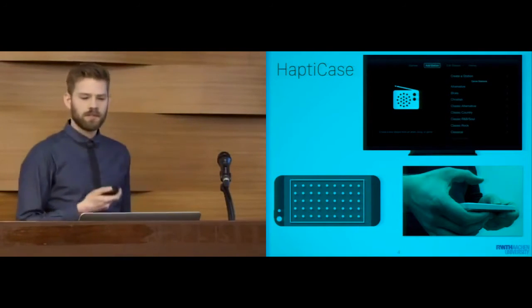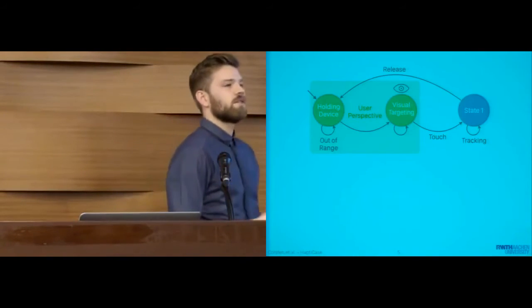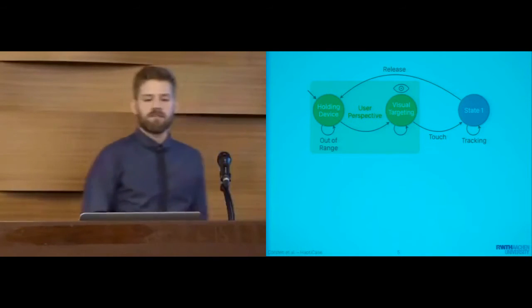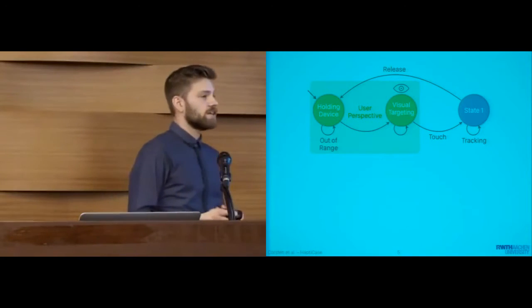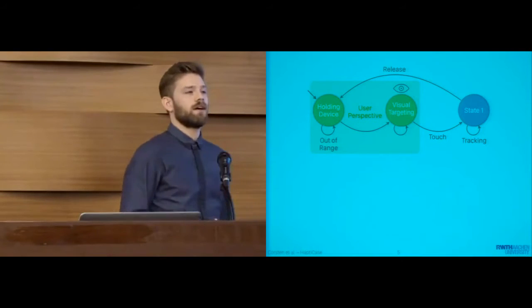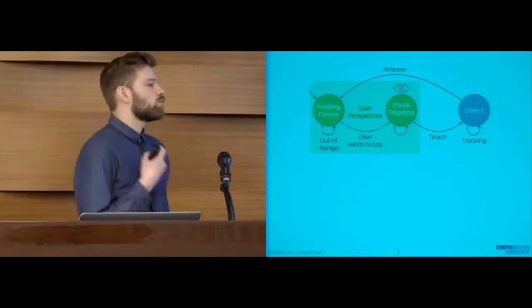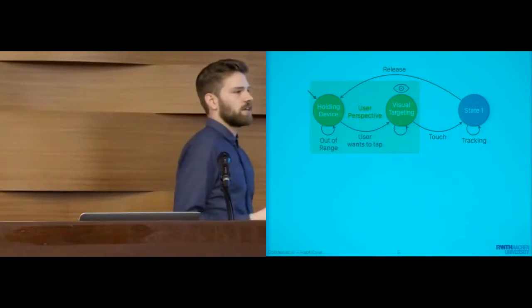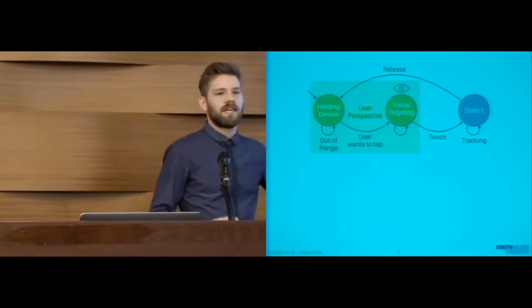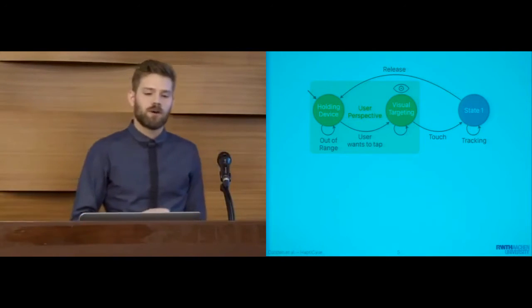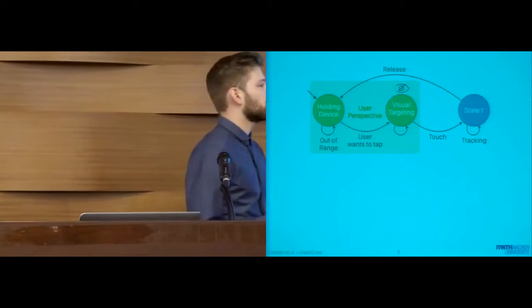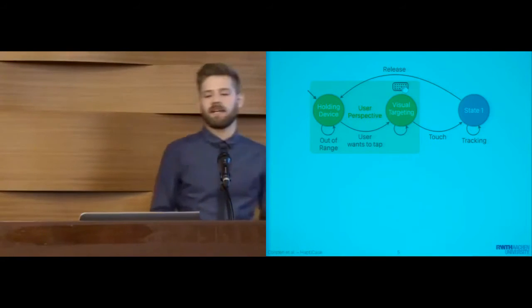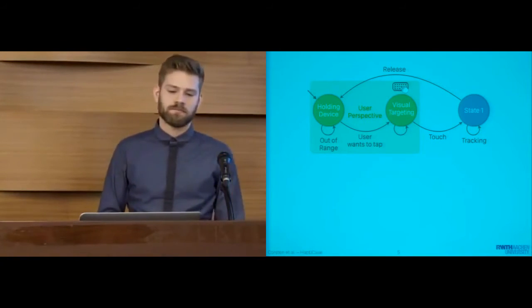So from the interaction perspective, what has changed now? We still have our holding device state, and we are out of range when we're not touching the screen. Now when the user wants to tap, we can't really use visual targeting. We're looking at the target at the distant screen, but we can't watch the finger anymore. So what we're using now is the tactile guidance at the back of the device, and this is something that I call tactile targeting.